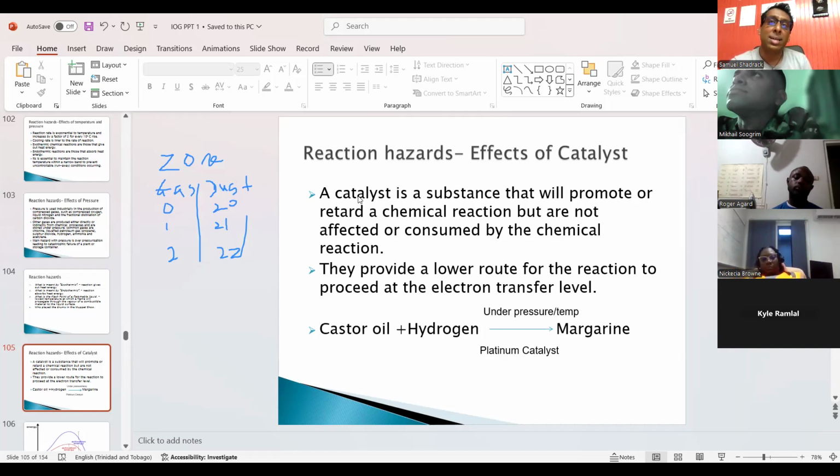And of course, the catalyst is in a different vessel altogether as well. It speeds up the reaction, but doesn't interfere with the reaction itself. So a nice definition there.